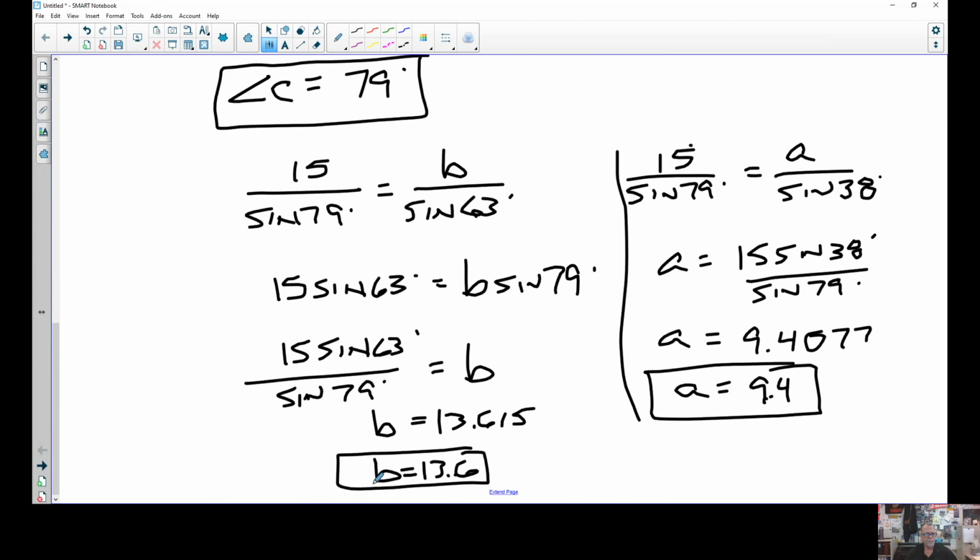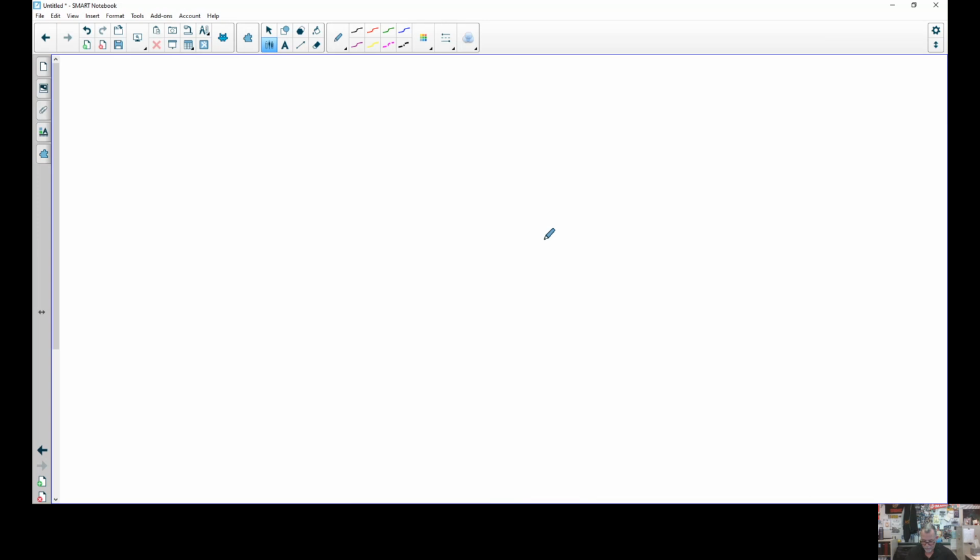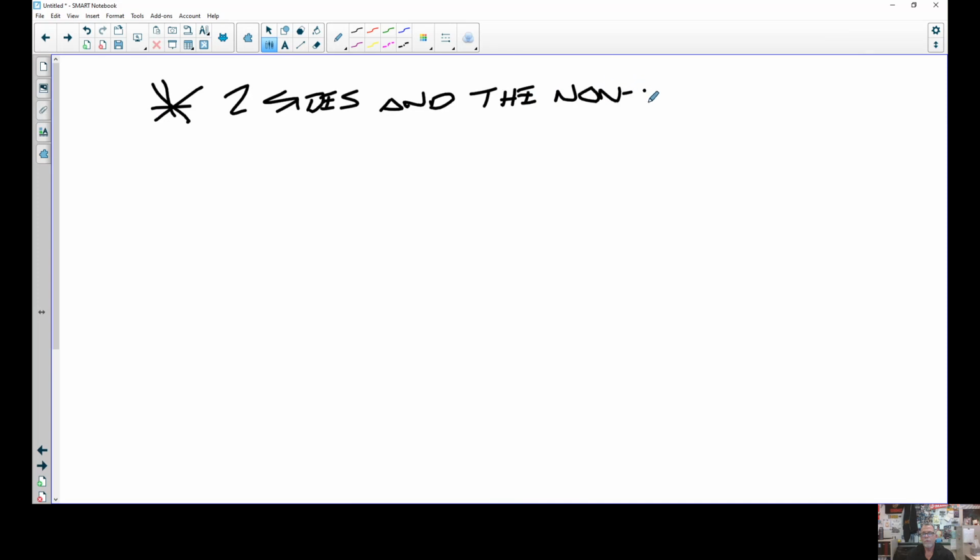All right. So now the big time consumer, this is going to take us a little bit, so get comfortable. We have to go through what happens when we are given another situation. This is a different one. Instead of two angles and a side, if we are given two sides and the non-included angle. So now we need to talk about what it means to have a non-included angle.